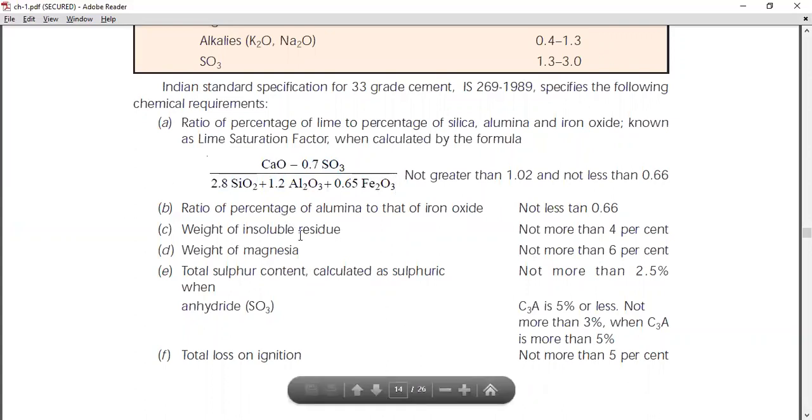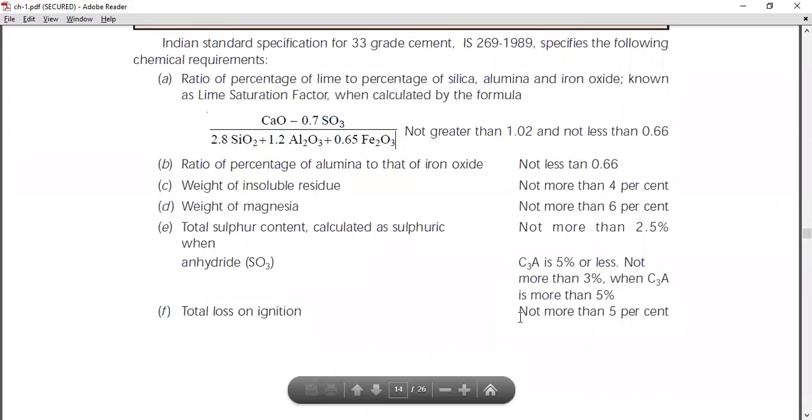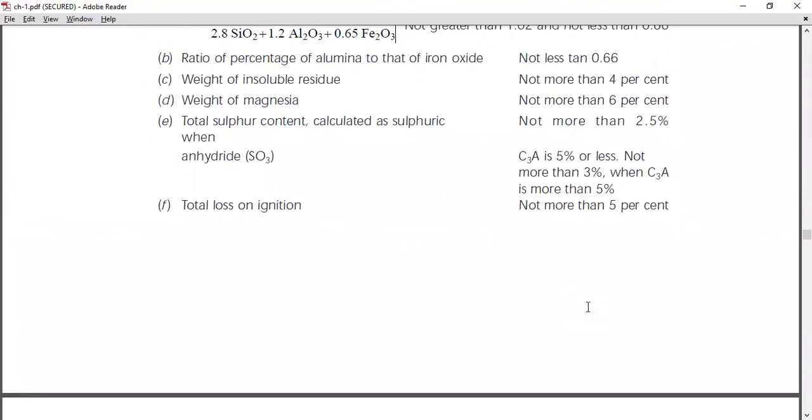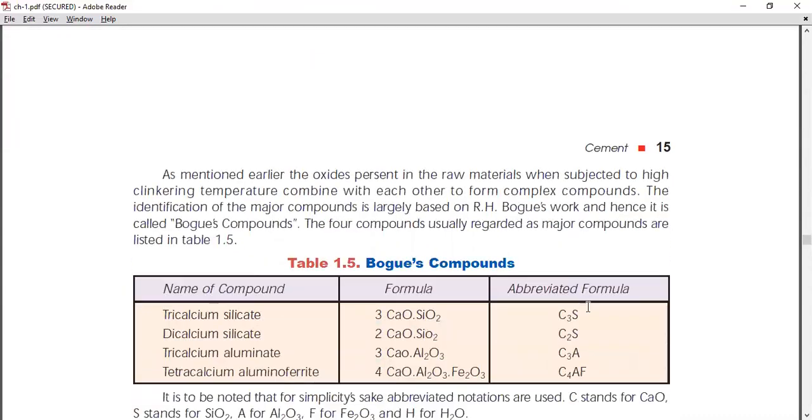Weight of insoluble residue not more than 4% of cement content. Weight of magnesia not more than 6%. Total sulfur content, calculated as sulfuric anhydride SO3, not more than 2.5%, and total loss on ignition not more than 5% of cement.